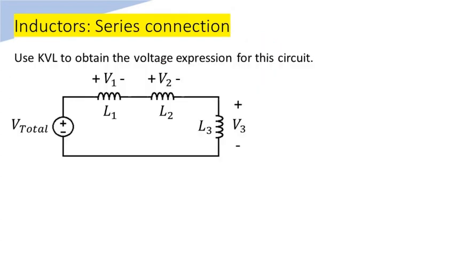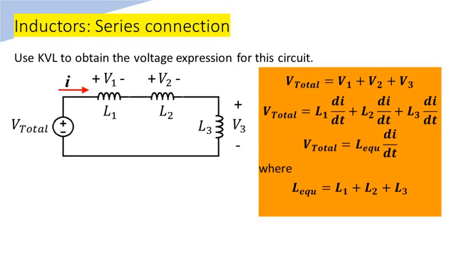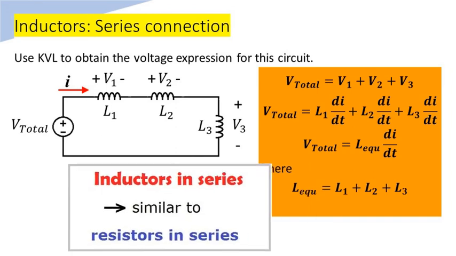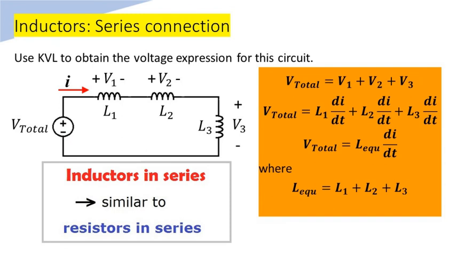Now, we are going to see the equivalent inductors when they are arranged in series. Let's say we have three inductors in series. To obtain the voltage expression, we apply the Kirchhoff voltage law, KVL. After substituting the general expression of voltage across an inductor, and group them accordingly, we can see that the total inductance is similar to that of total resistance in series.